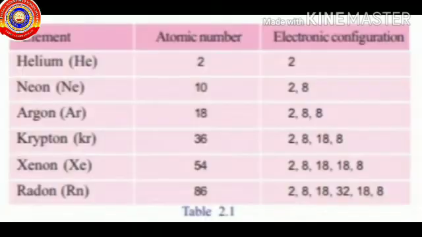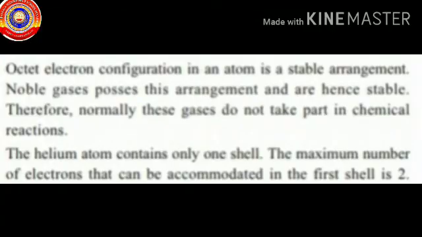Now see the helium atom. How many electrons are there in the first shell? The first shell contains 2 electrons, and we know that the maximum number of electrons present in the K shell is 2. Hence, helium is also stable. The octet electron configuration in an atom is a stable arrangement. Noble gases possess this arrangement and are said to be stable. Therefore, normally these gases do not take part in chemical reactions.